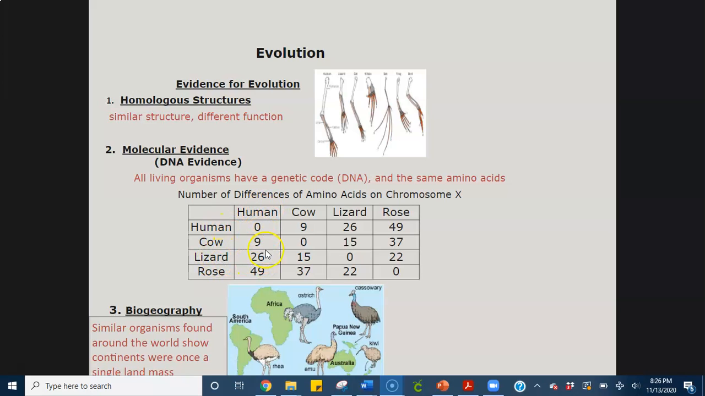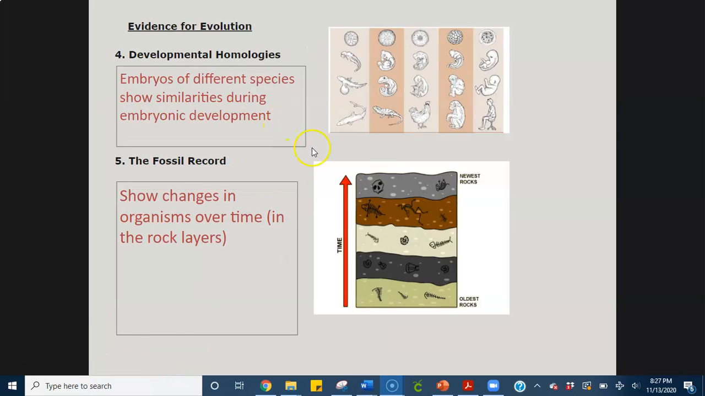And if you look here, a human and a rose are obviously going to have the most amount of differences, for instance, as compared to a cow or a human. So what this is showing us is that even though a human and a rose are very, very different organisms, there are still quite a bit of similarities, and that means that we come from a common ancestor. So that's the main takeaway from this, that the theory of evolution and looking at these five evidences are going to trace all of the origins of our organisms back to a common ancestor.